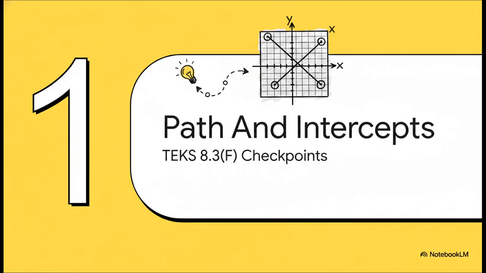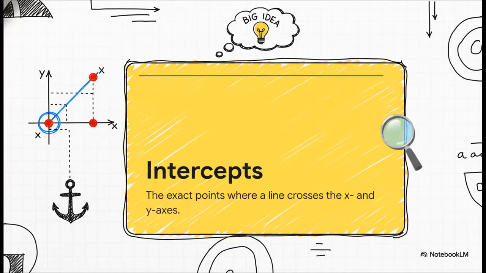Section 1. The Path and Intercepts, TEKS 8.3F, Checkpoints. Smoothly transitioning from that guiding light straight into our algebra lesson, let me ask you a question. When you stare down a blank graphing grid, how do you actually know where a line begins and ends? How do you know for sure you're laying down your path correctly? Well, the answer comes down to one word: intercepts.